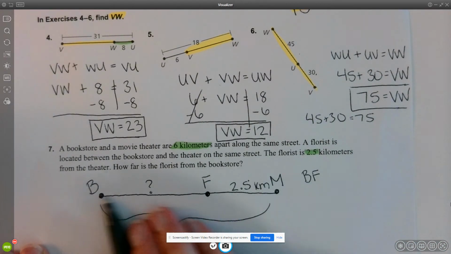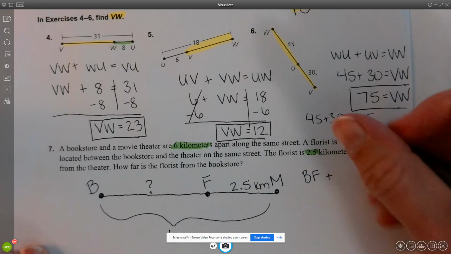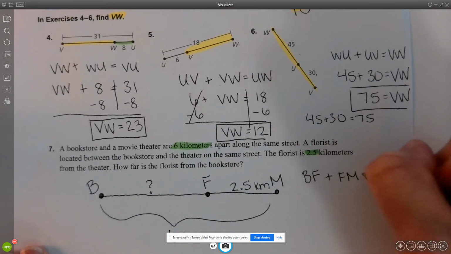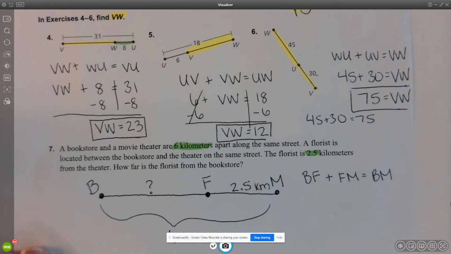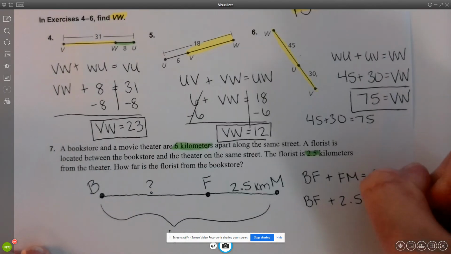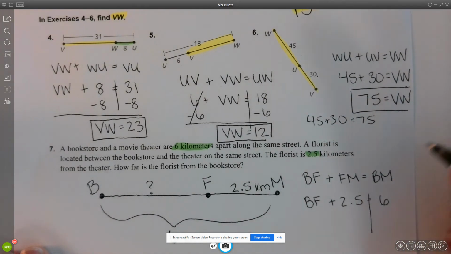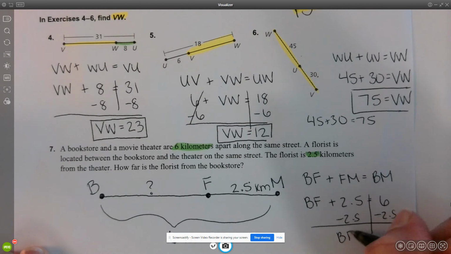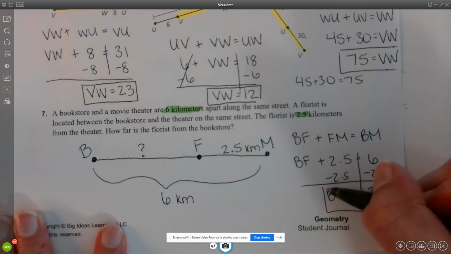The length of BF, this distance, must add with the length of FM to equal the length of the whole, BM. FM is 2.5, and the length of BM is 6. So again, you would do 6 minus 2.5 to get that the distance from the florist to the bookstore is 3.5 kilometers.